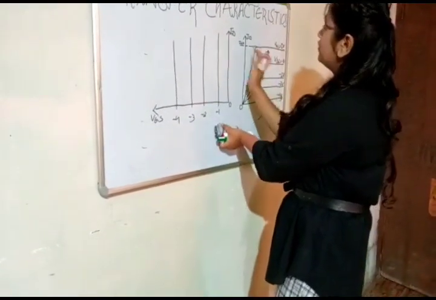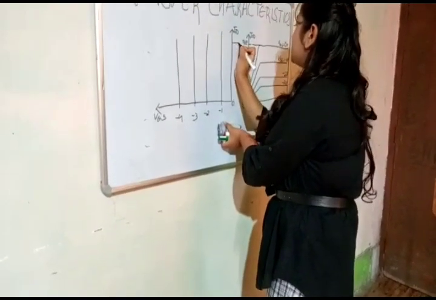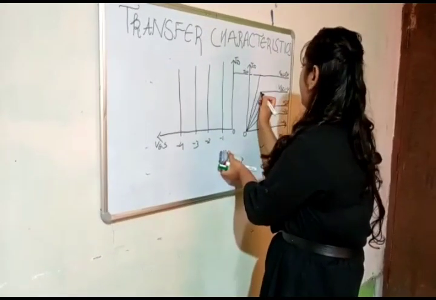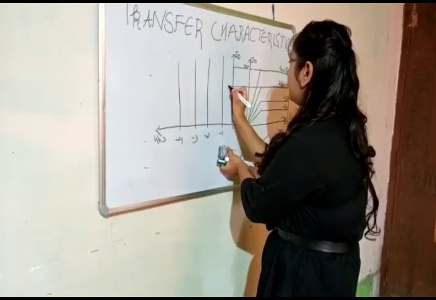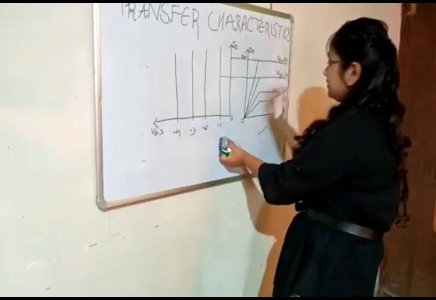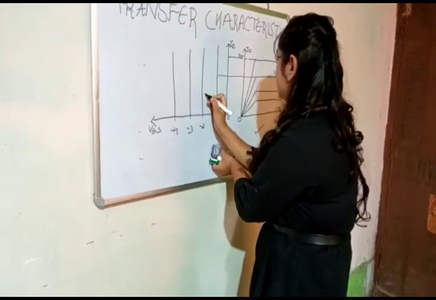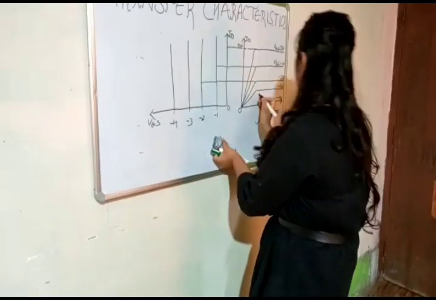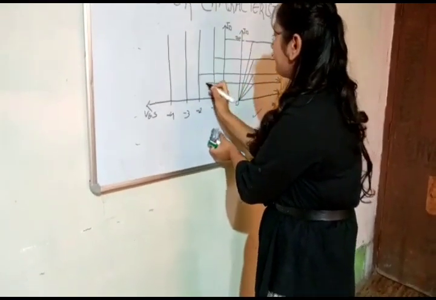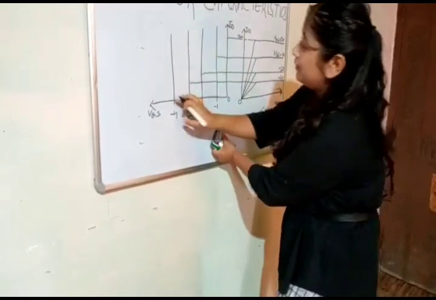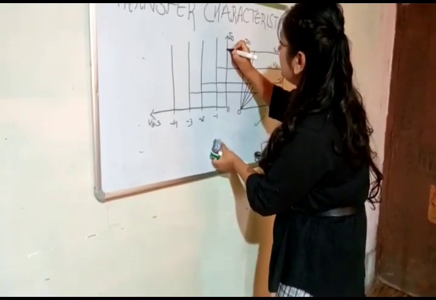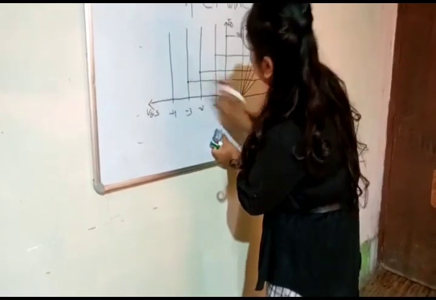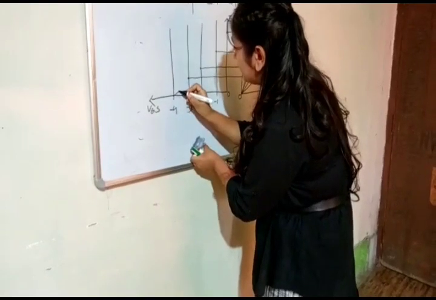Showing this VGS is equal to 0 with this point, and this VGS is equal to minus 1 with this point. VGS is equal to minus 2 with this point, and this point with this point, and this is 0, and we will mark the points 1, 2, 3, 4. So now we will obtain the transfer characteristic.